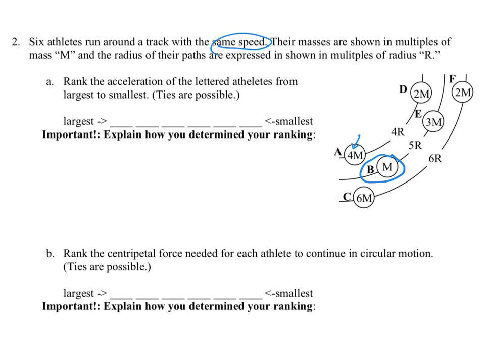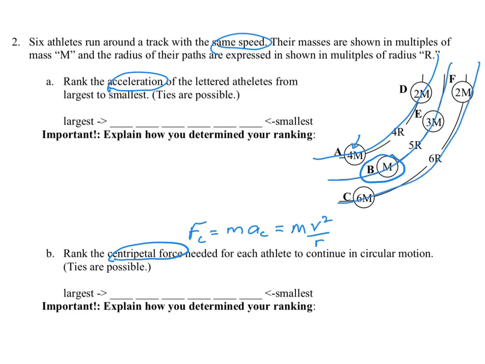First it asks us to rank the acceleration of the lettered athletes and then rank the centripetal force. The centripetal force we know is m times the centripetal acceleration, and for something moving in a circle, centripetal acceleration is v squared over r. All these guys are moving in a circle as they go around this corner, so this is circular motion. There's a friction force the track exerts on them that pushes them around the circle in that direction.